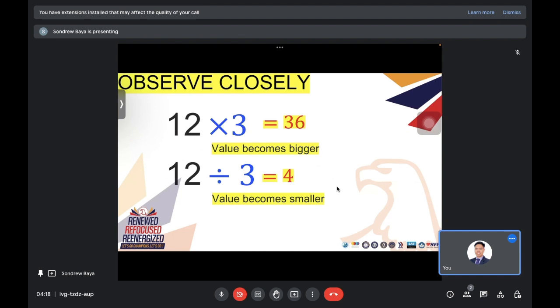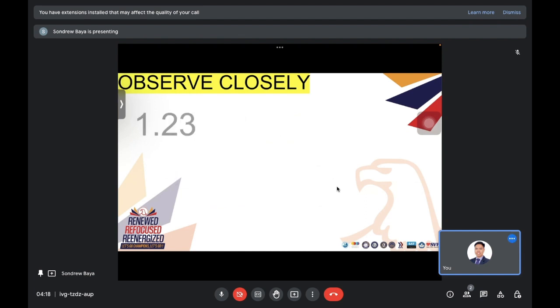Now let's try to apply this concept when we convert decimals into percentage. The process is the same. When you convert decimal into percentage, remember decimals can be converted into a fraction, right? So the process of converting fractions to percentages will just be the same. All you have to do is to multiply.